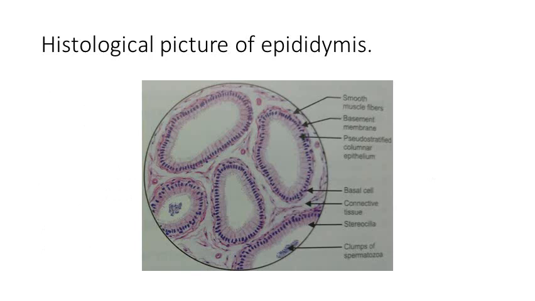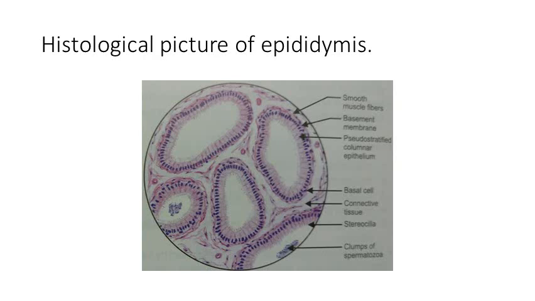So in this histological picture of epididymis, you can very well see the pseudostratified columnar epithelium with stereocilia. You can appreciate the level of the nuclei of the columnar cells. The tall columnar cells, which are the principal cells, have a higher level of nucleus, while the basal cells, which are slightly rounded in appearance, have nuclei towards the basement membrane.